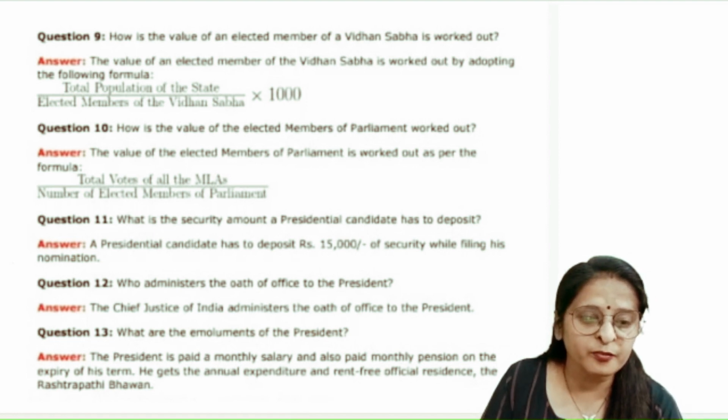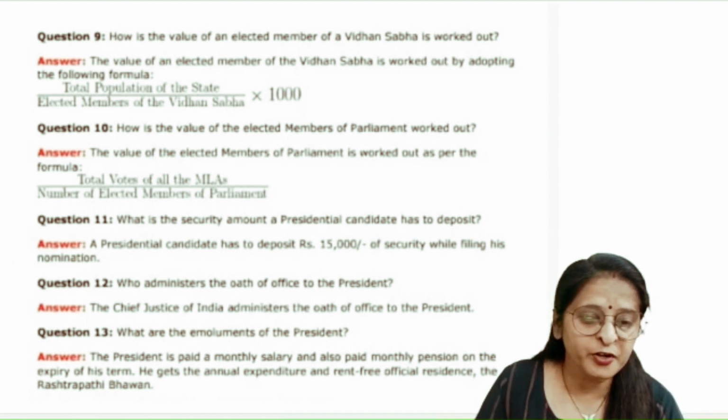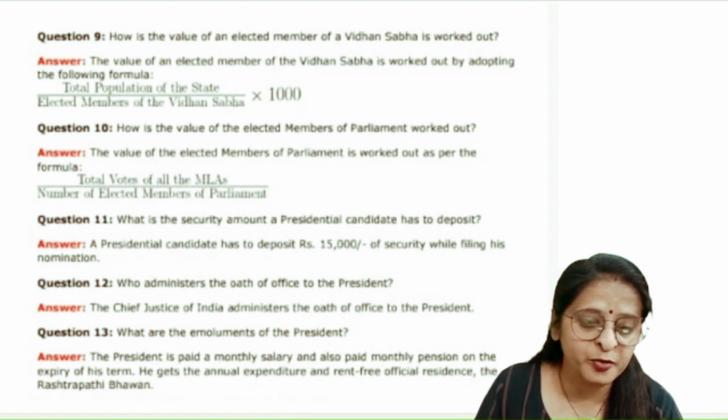What are the emoluments of the President? The President is paid a monthly salary and also a monthly pension on the expiry of his term. He gets annual expenses and a rent free official residence, the Rashtrapati Bhavan.